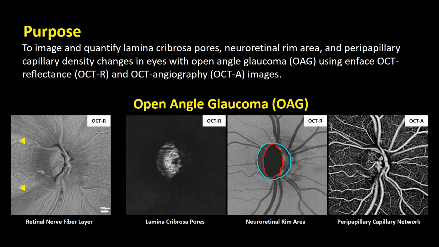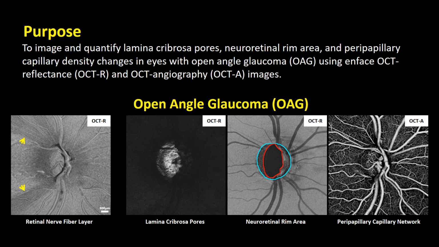The purpose of this study was to image and quantify lamina cribrosa pores, neuroretinal rim area, and peripapillary capillary density changes in eyes with open-angle glaucoma using en face OCT reflectance and OCT angiography images.